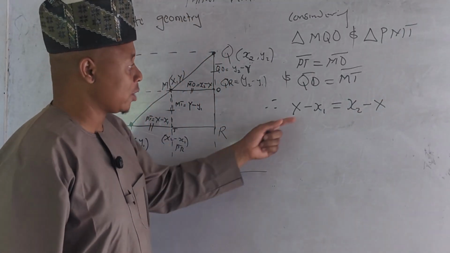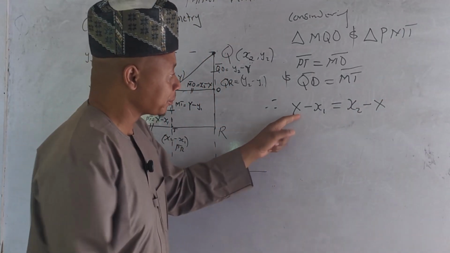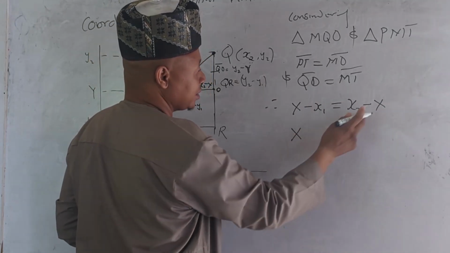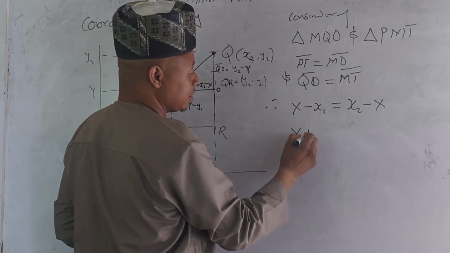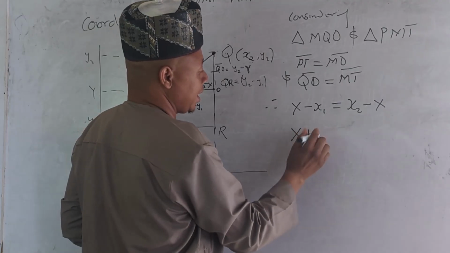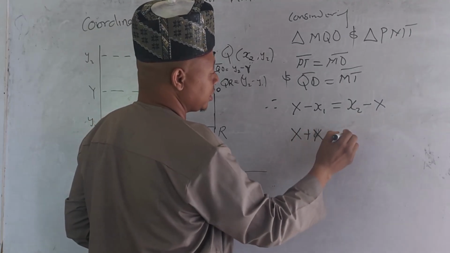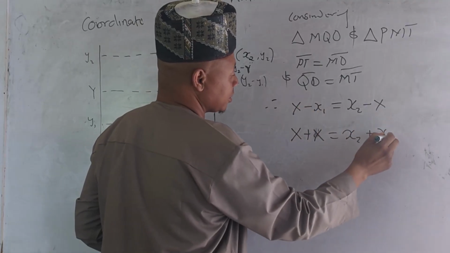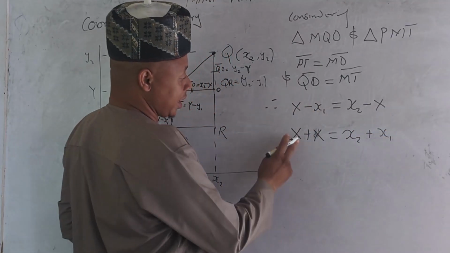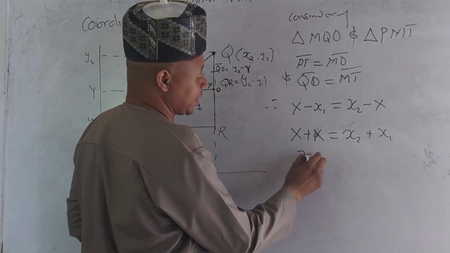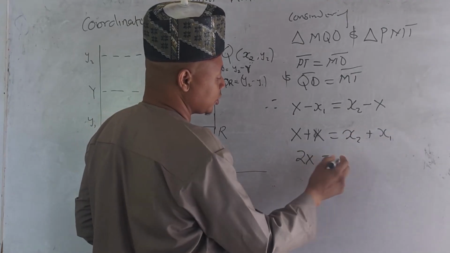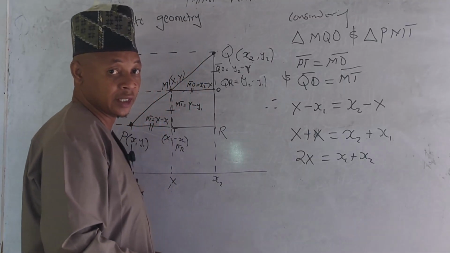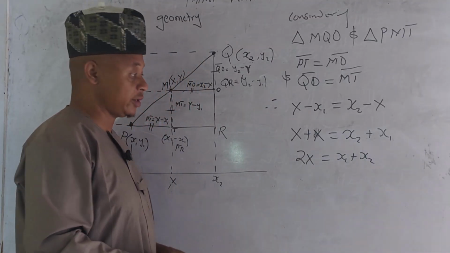So from here, I can collect the like terms together. Let me take the big X across the equality. We have x, this is negative; on crossing the equality, it becomes positive. We have plus x is equal to x2, and this is minus x1; on crossing the equality, it becomes plus x1. So now x plus x, I have 2 capital X is equal to x2 plus x1, or x1 plus x2, which is still the same thing, because this is addition, and addition is commutative over a set of real numbers.